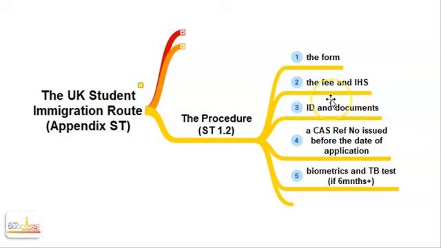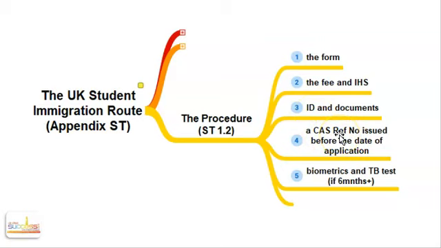If you are from a country which is on the Home Office list, then there is no need for you to provide certain documents. If you are not, then you'll need to provide all the documents to confirm that you meet all the elements of the UK Student immigration route requirements, and then you will need to show that you have a confirmation of acceptance for studies document.